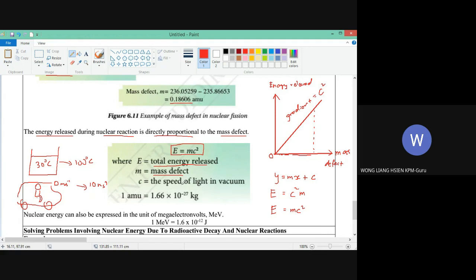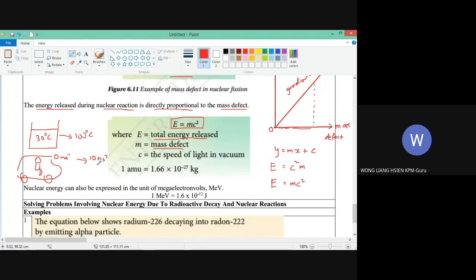Okay, so basically this mass is the mass of the energy. So when the energy is released, the mass decreases. So that is why we have mass effect. Nuclear energy can also be expressed in the unit of mega electron volt. Mega electron volt is the amount of energy that is contained in the charge of one electron.